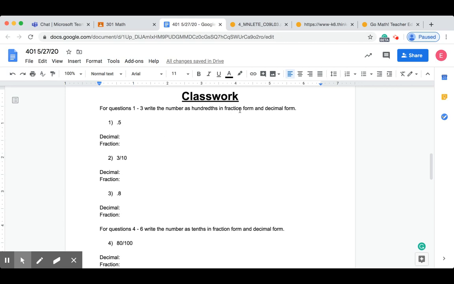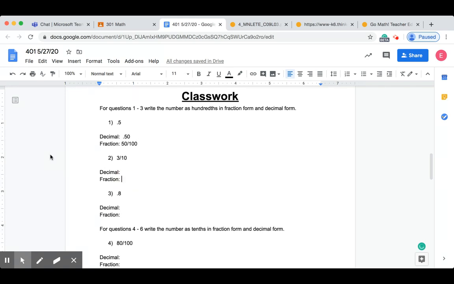and decimal form. So to write 5/10 in decimal form as a hundredth, to make it a hundredth, I multiply by 10, which will equal 50 hundredths, because we know, look, 5 times 10 is 50. So you would write 50 hundredths as a decimal, and then the way you write that as a fraction is 50 over 100. 50 as a numerator, 100 as a denominator.